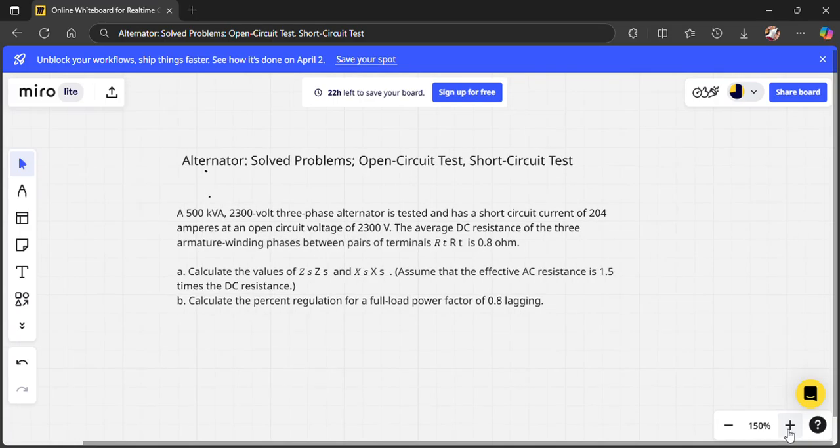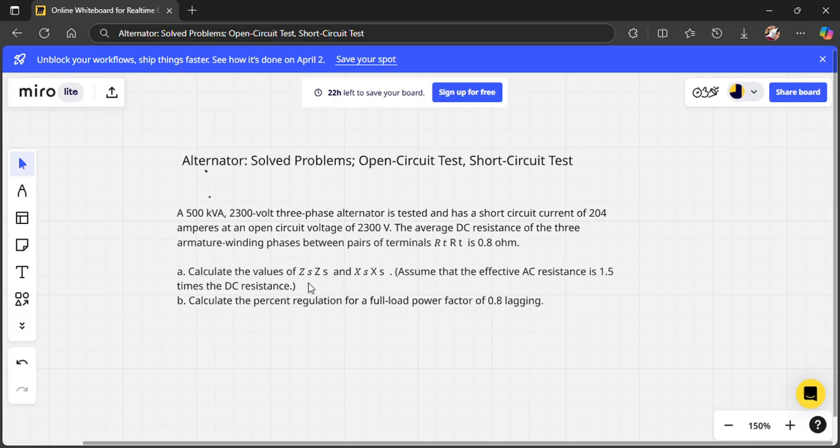So a 500 kilovolt-ampere, 2300 volt three-phase alternator is tested and has a short circuit current of 204 amperes at an open circuit voltage of 2300 volts. The average DC resistance of the three armature winding phases between pairs of terminals, RT, is 0.8 ohm. Calculate the value of ZS and XS. Assume the effective AC resistance is 1.5 times the DC resistance. Calculate the percent regulation at full load power factor of 0.8 lagging.